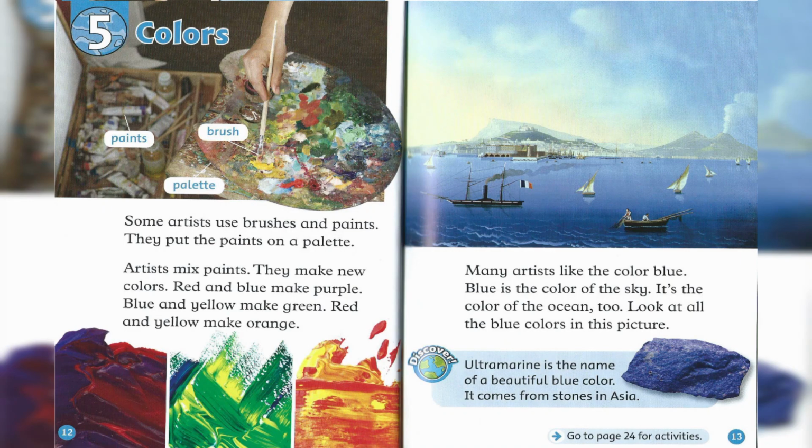Chapter 5. Colours. Some artists use brushes and paints. They put the paints on a palette. Artists mix paints. They make new colours. Red and blue make purple. Blue and yellow make green. Red and yellow make orange.